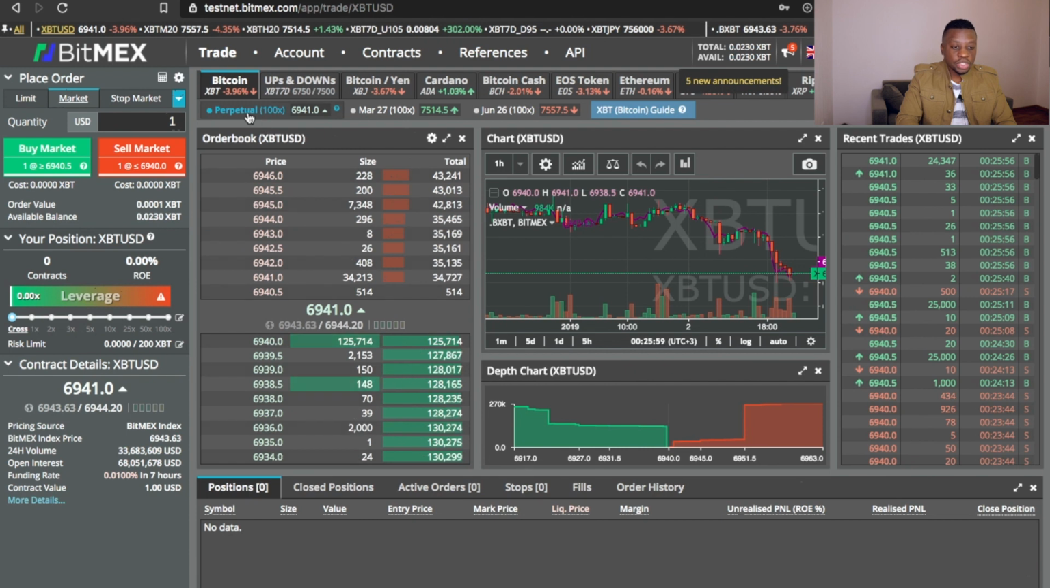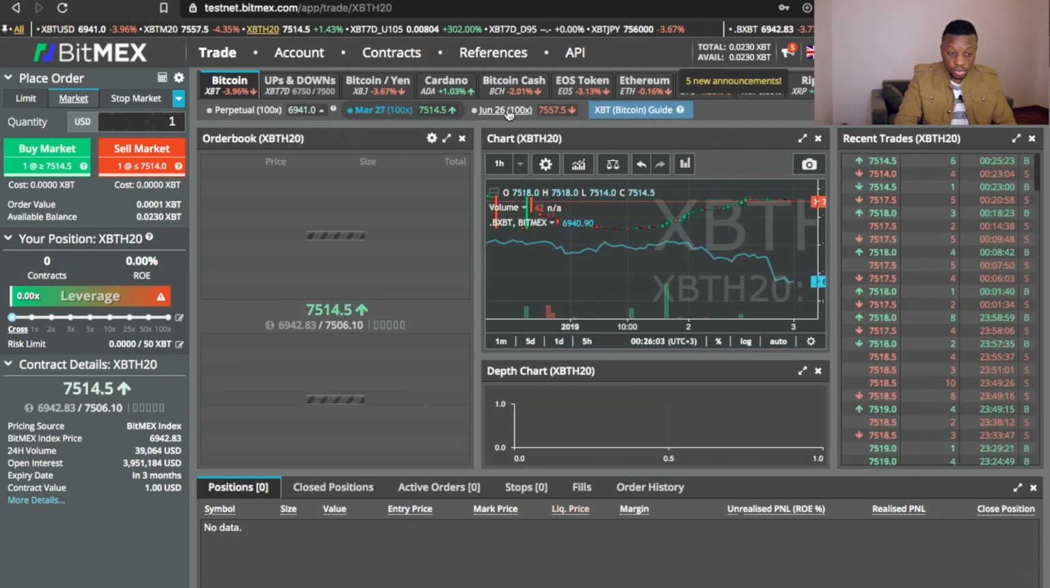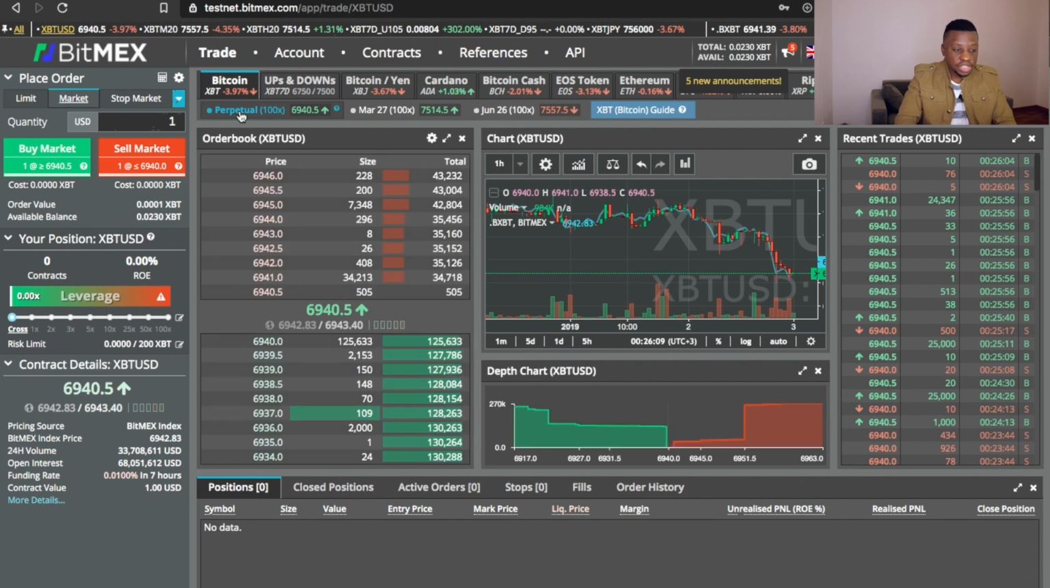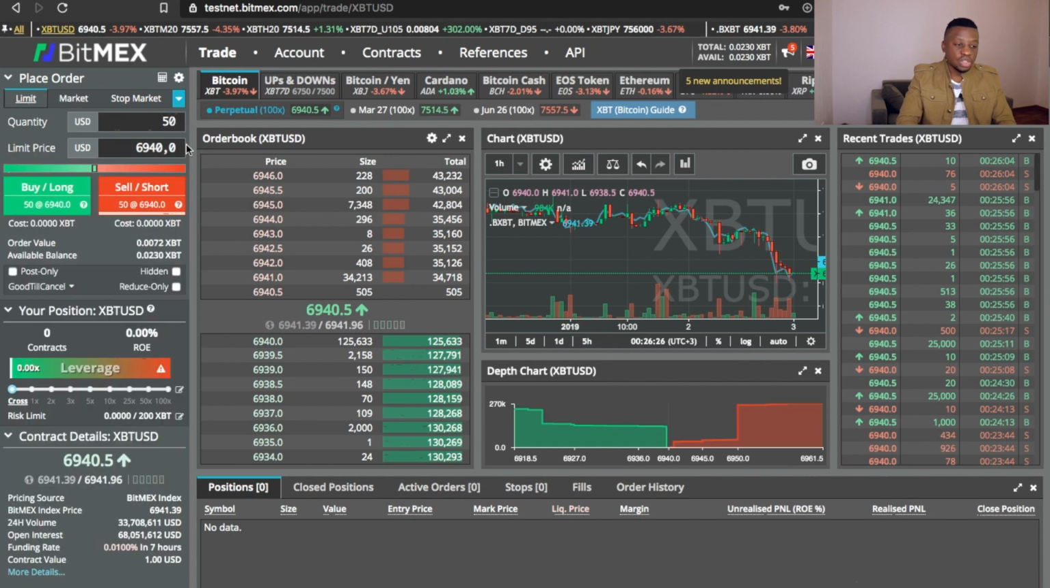So for example, here we've got different contracts. We've got perpetual, we've got the March contracts, and we've also got the June 26th contract. I'm obviously going to be using perpetual because it has a lot of liquidity, and then I can just put in the number of contracts right over here. Let's say, for example, I wanted to use about 50 contracts, and then I would just simply buy. But I'm obviously not going to be using market. I'm going to be using limit due to the fact that I really want to avoid all the fees.